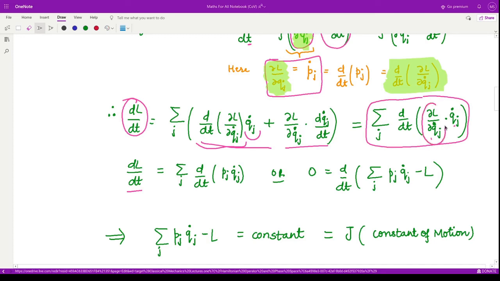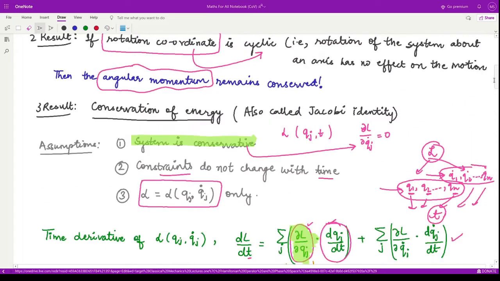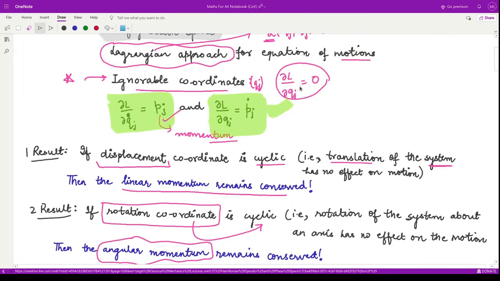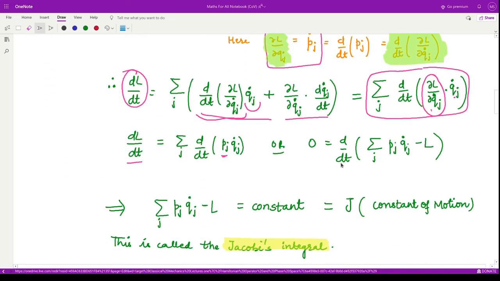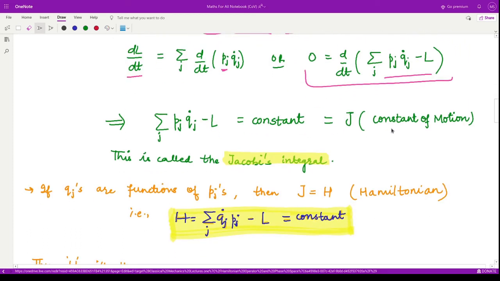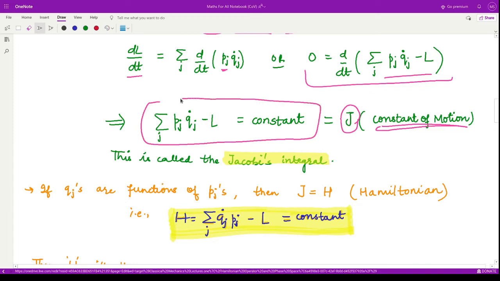This term is what? This is our Pj. So this is Pj and Qj dot. Why Pj? Because of this earlier relation. So we obtain from here d/dt, we can move the terms to the right hand side, so we obtain this term. Now the derivative of some quantity is 0, that means the quantity itself is a constant. So this constant is known as the constant of motion, and let us call it J. This J is the constant of motion, and this identity over here is known as the Jacobi's identity.